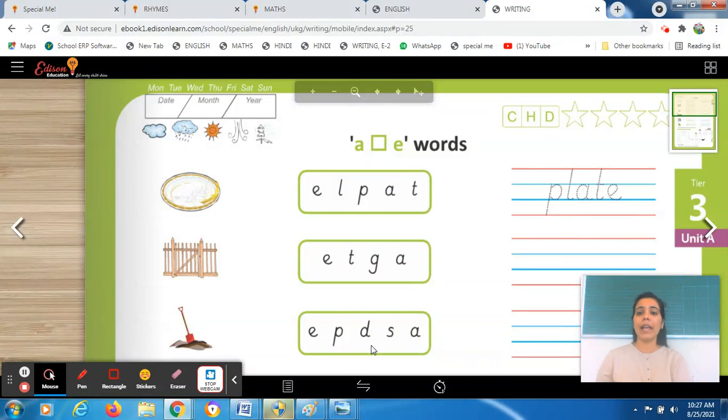So these are the AE words. Which words are we doing today? We are doing the AE words. Some are the words which we already covered, and maybe some are new to you. So you all have to put your focus over here. Students, again I am saying that A E will give you the A sound. Right? Okay.